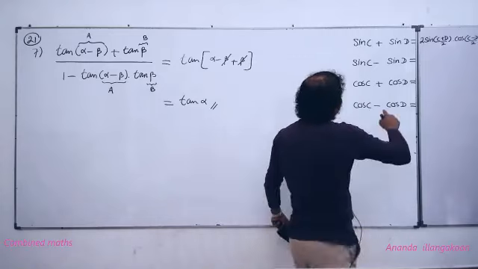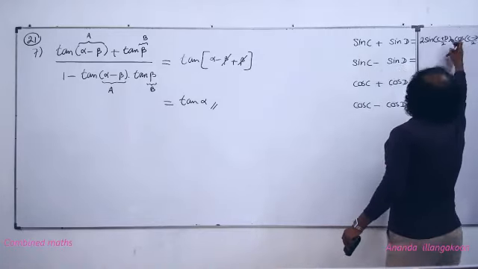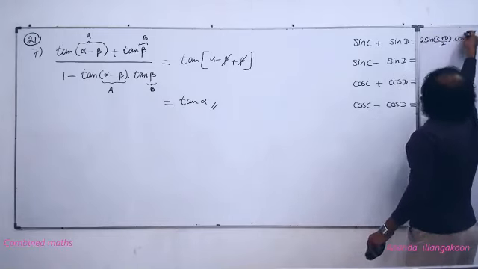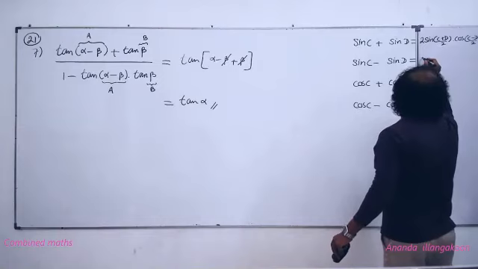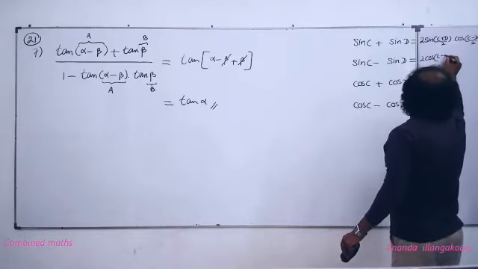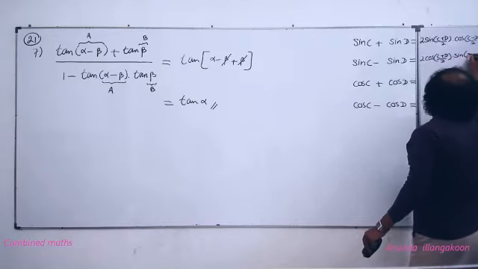Now, sine C minus sine D: the cos comes here and sine goes here. The cos and sine interchange places. That way you can remember. It is 2 cos C plus D by 2 sine C minus D by 2.